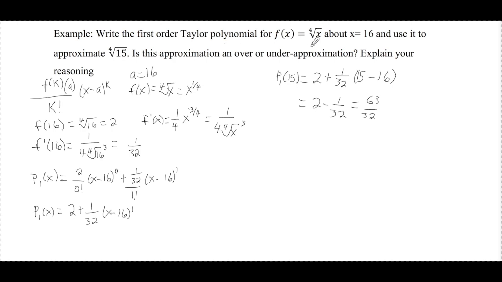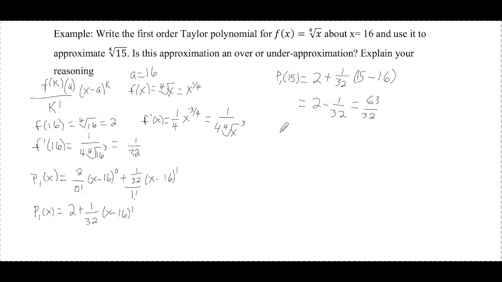Is this approximation an over or under approximation? Explain your reasoning. We've seen stuff like this before when we were looking at tangent line approximations, and actually this first order Taylor polynomial really is just a tangent line approximation. Here's our derivative at our point, here's x minus the x value, and we added over the y value at 16, which was the 4th root of 16, so it's 2. So really this is just a tangent line approximation, and we can base our reasoning off of that if we want to.